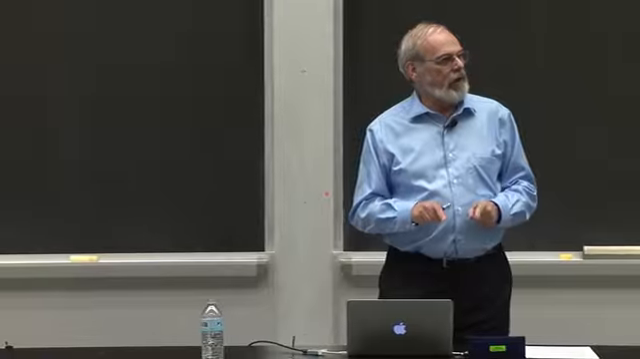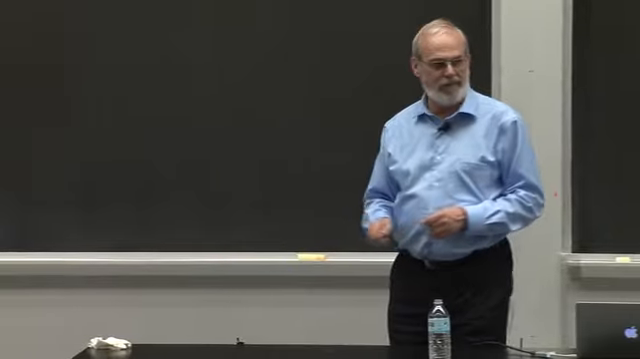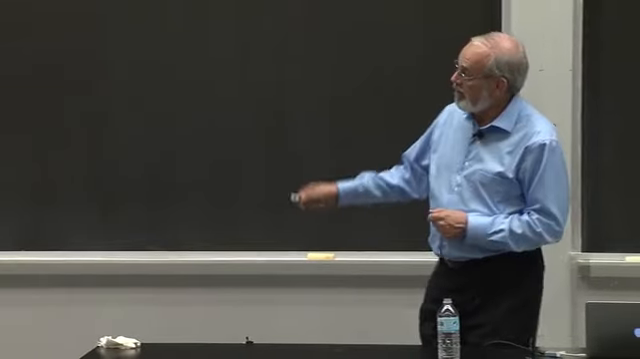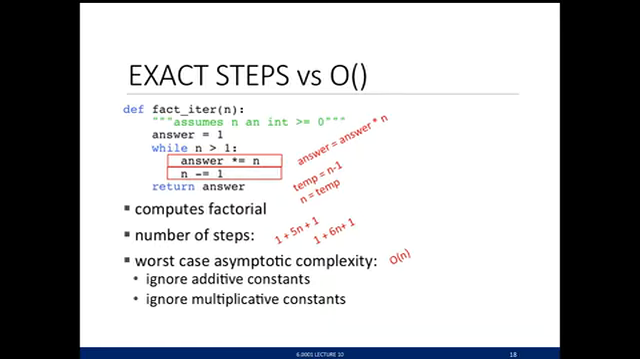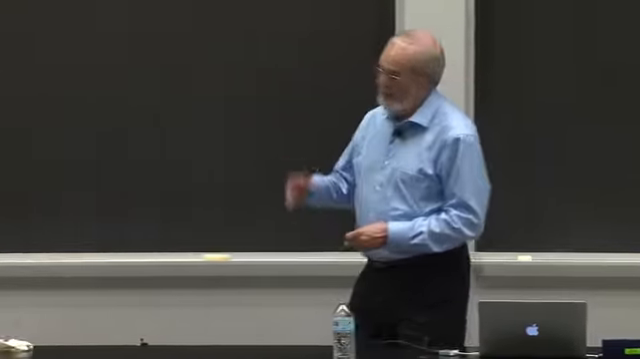But remember, we really care about this in the asymptotic case. When n gets really big, those extra little pieces don't matter. And so what we're going to do is we're going to ignore the additive constants, and we're going to ignore the multiplicative constants when we talk about orders of growth. So what does O of n measure?